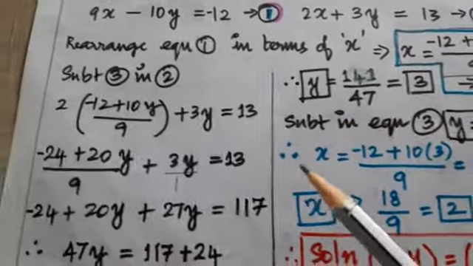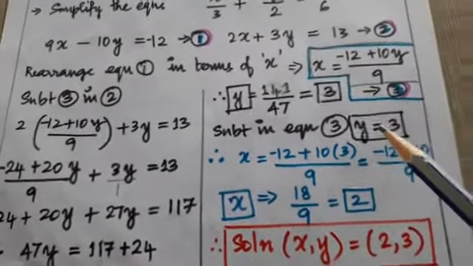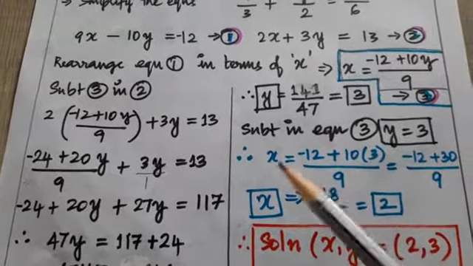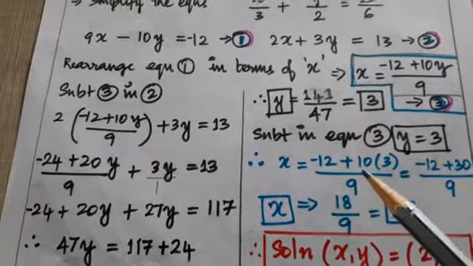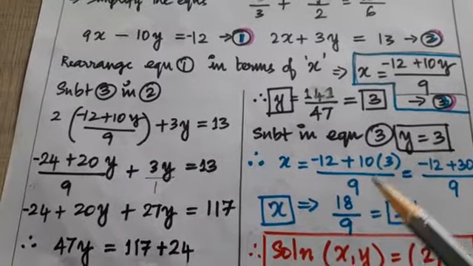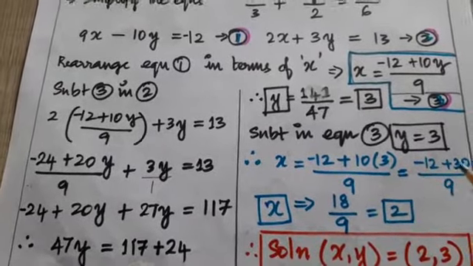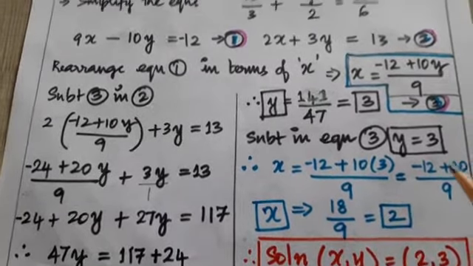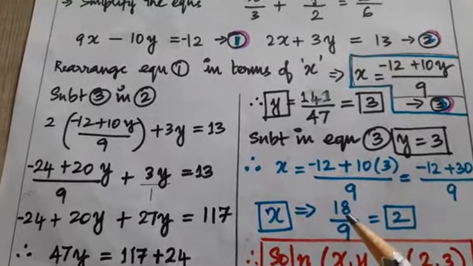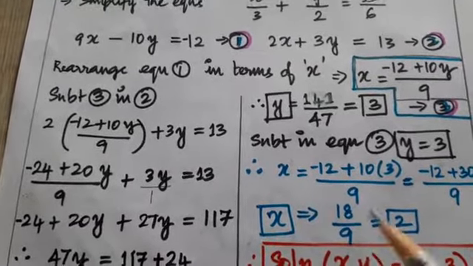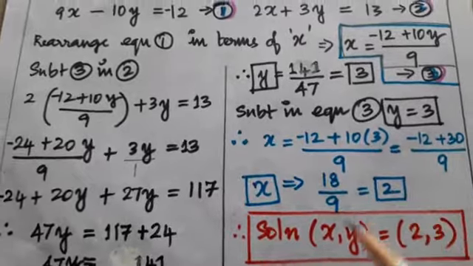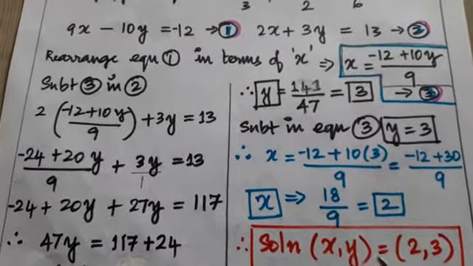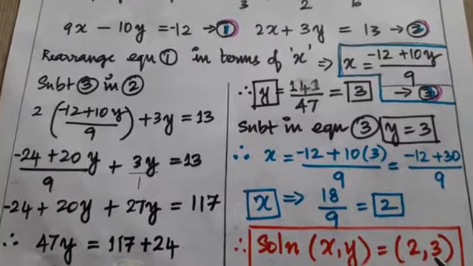Take this y value and substitute in equation 3. y equal to 3. Therefore, in the x equation you substitute it: minus 12 plus 10 into 3 upon 9. When you simplify this equation, minus 12 plus 30 upon 9. That is x equal to 30 minus 12, which is 18 upon 9. Then if you divide by 9, it will become 2. So the solution for this equation is (x, y) equal to 2 comma 3.